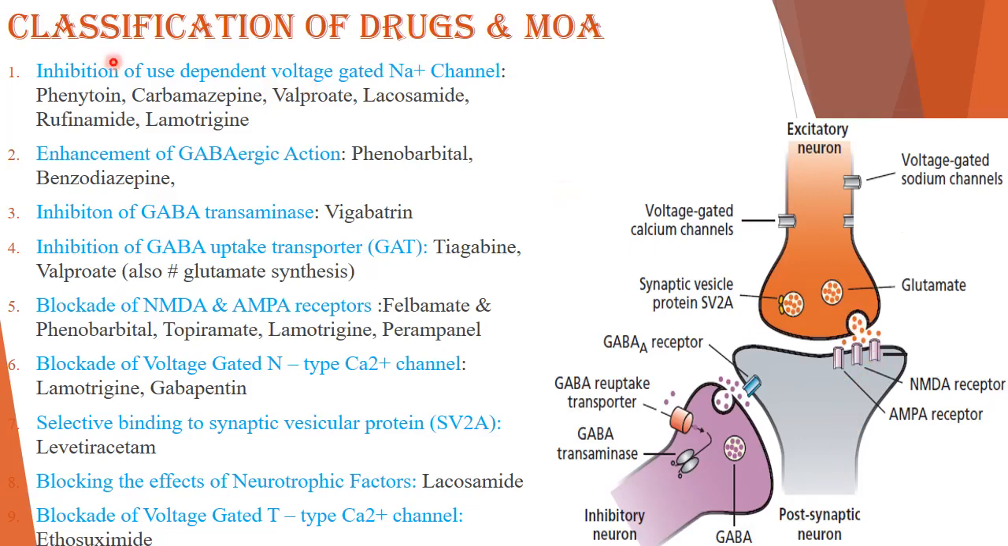So what is it doing? It is inhibiting the use dependent. That is why we are saying this one is use dependent. Okay, if there is use of the sodium channels, then only it is blocking. If there is no use, it will remain the same. So there is an inhibition of the use dependent voltage gated sodium channel, this one. Which drugs will do this?